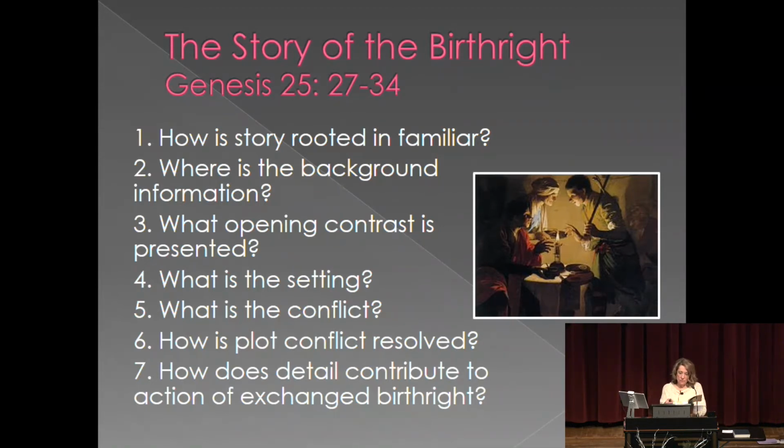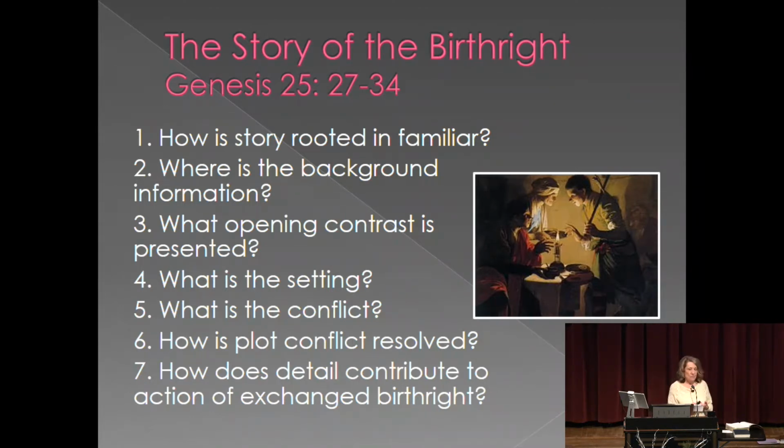How is this story rooted in the familiar? Thinking about the setting and what the story revolves around. What is the familiar that we can identify with here? Hunger, and also jealousy, sibling rivalry, if you will. It's a type of story that's thoroughly rooted in familiar events of everyday reality.